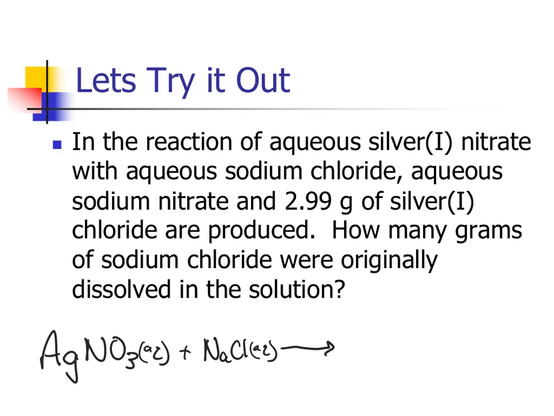So, aqueous sodium nitrate is produced. And grams of silver chloride. Well, that kind of infers that a solid is made because it's measured in grams. We'll learn the why next unit.